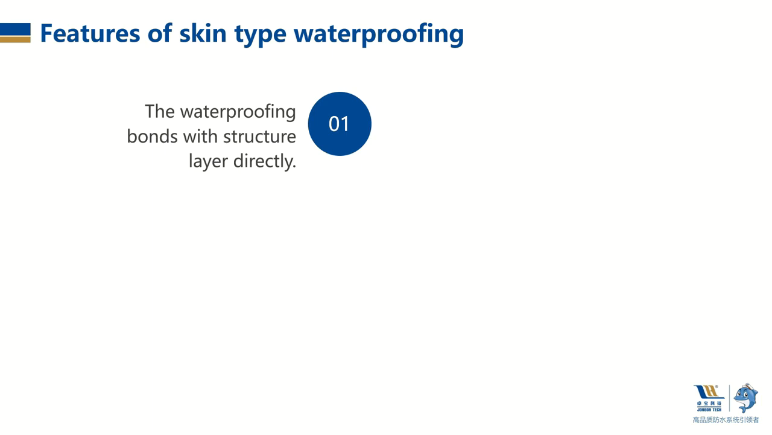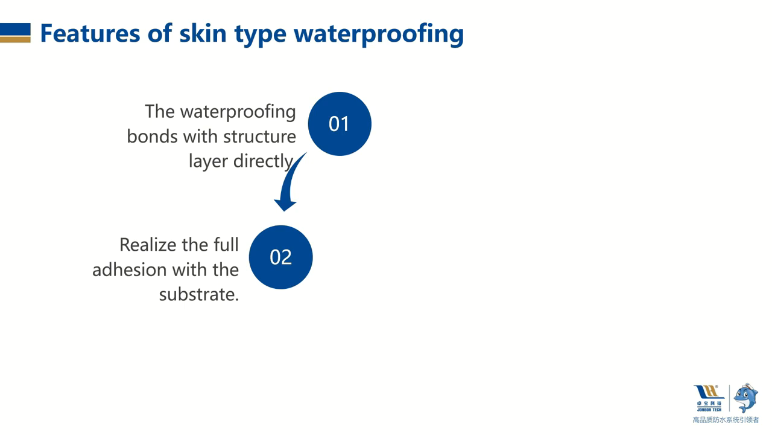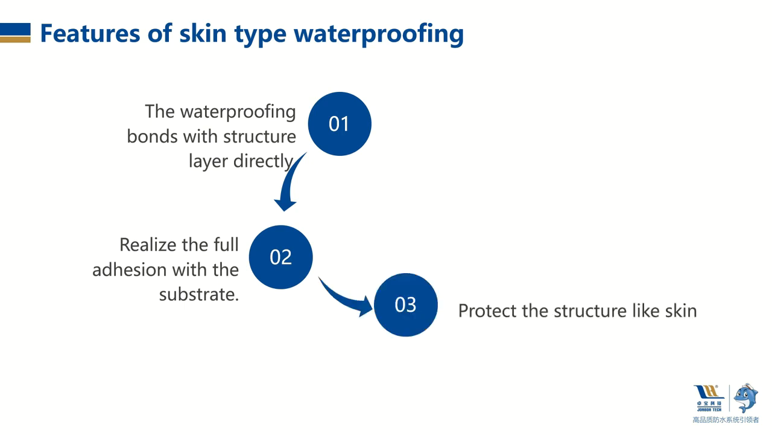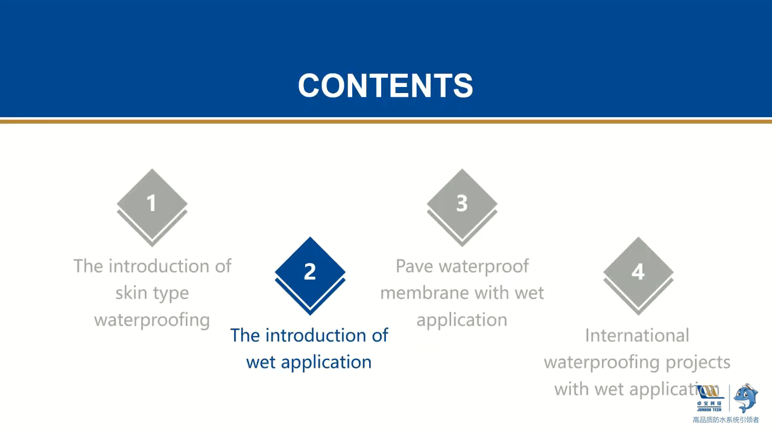There are many features of skin type waterproofing. The waterproofing bonds with the structure layer directly. It can realize the full adhesion with the substrate. The waterproofing layer can protect the structure like skin. And the last one is it is easy to be repaired. Wet application can realize the skin type waterproofing system. Let me introduce it to you.